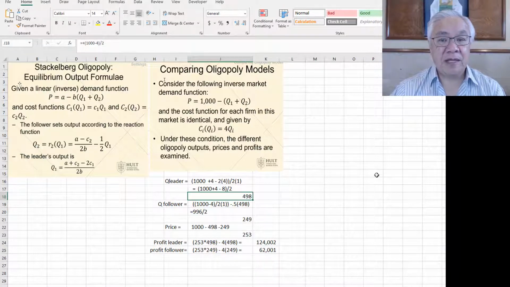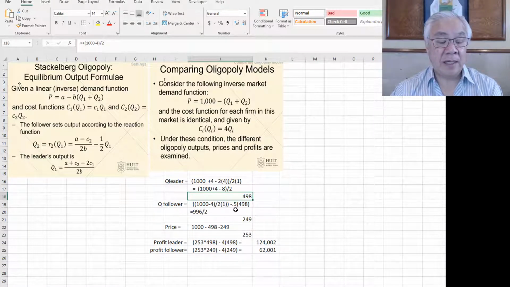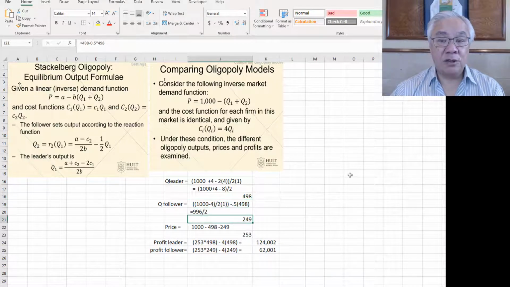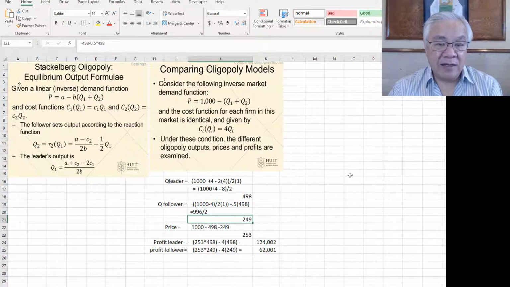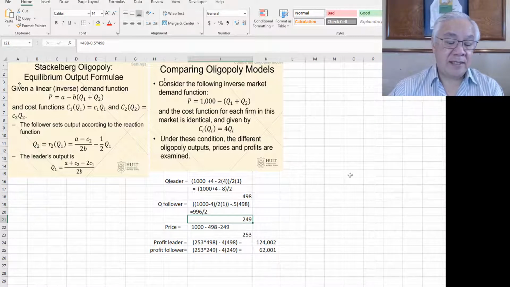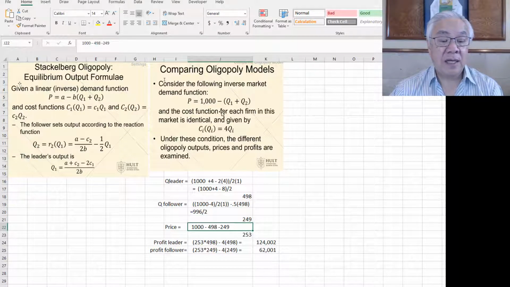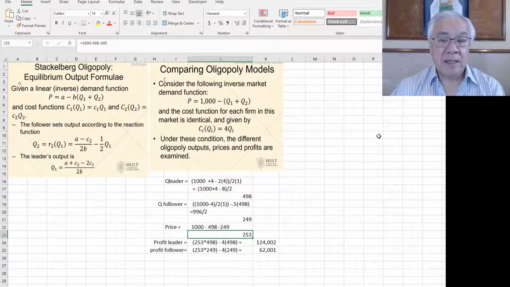Given that the move was made by the leader, the follower now goes to their function, and it's right here. So A, 1,000 minus C2, which is right here, 4, divided by 2 times B, the coefficient right there, minus half of Q1. And now we know Q1. Q1 is 498. We solve that math, and we end up with 249. So in this case, leader gets more, follower gets less. The price is set. Now we can look at 1,000 minus the sum of Q1, Q2, and the price is now 253.